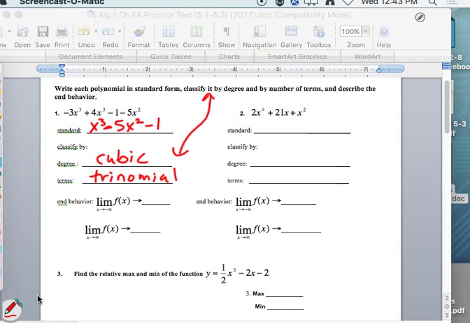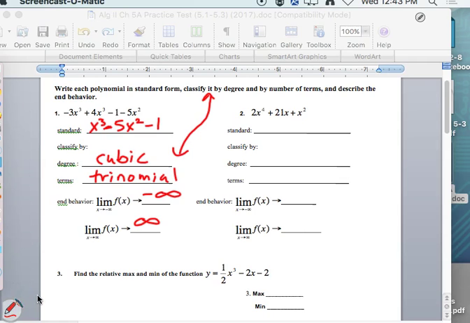So as we go to the left forever, where is our graph going? Down. And how do you use infinity to say down? Negative infinity. As x approaches infinity means if we go to the right forever, where's our graph going to go? Positive infinity. Yeah, it's going to go up.